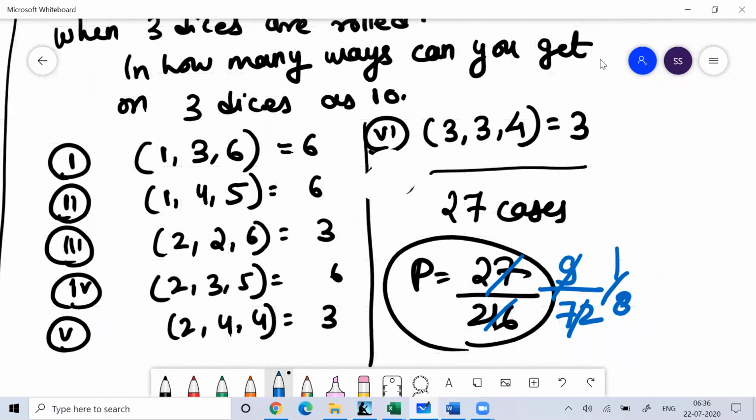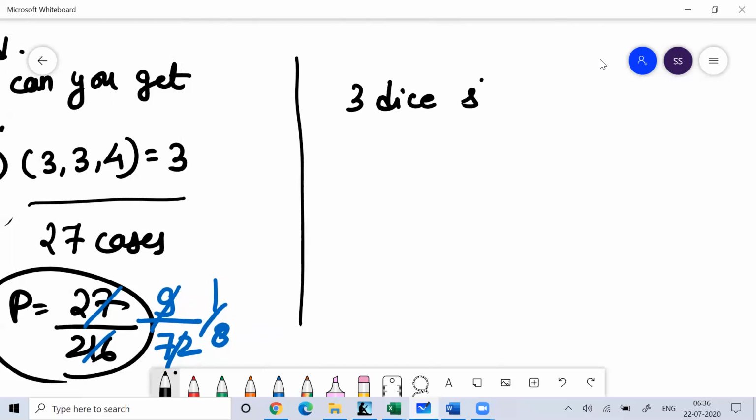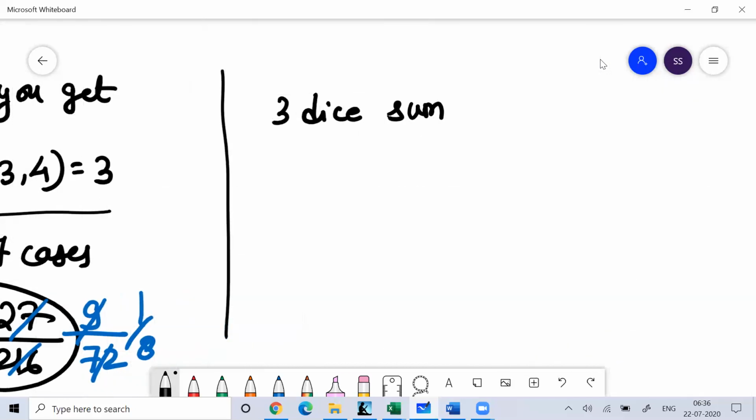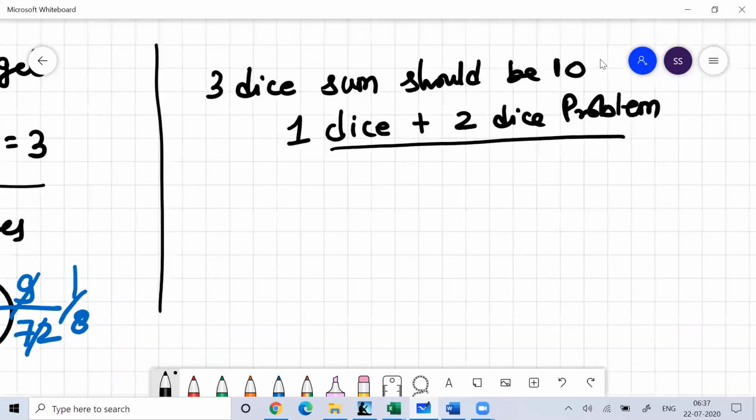going further, the same problem you could have done in another way also. So whenever you get three dice, the sum should be 10. So what you can do is break the problem as a one dice plus two dice problem.